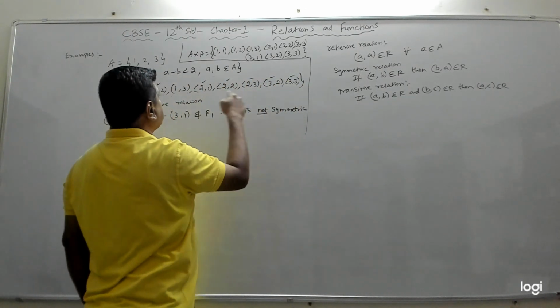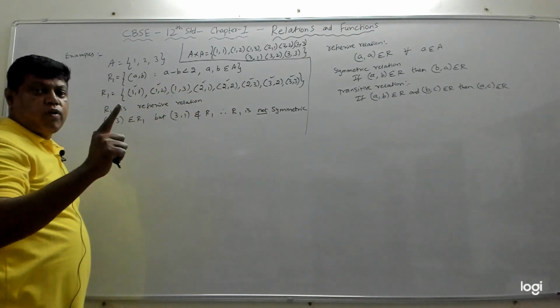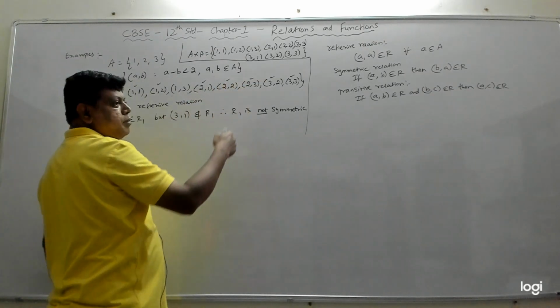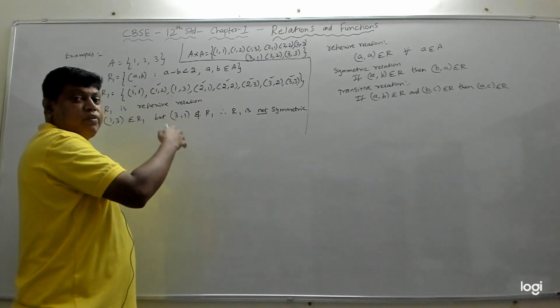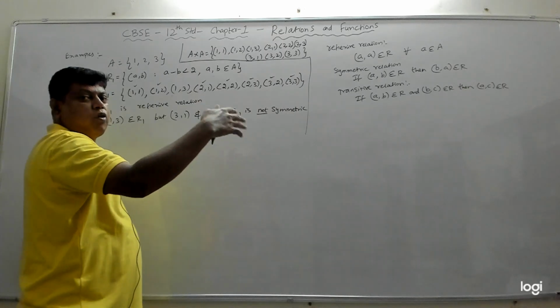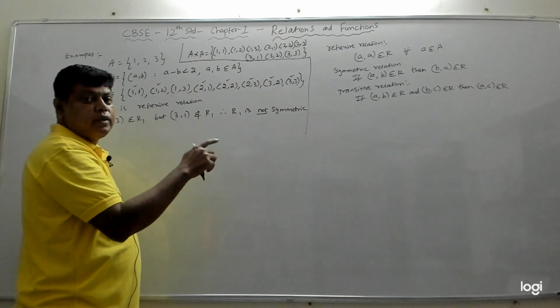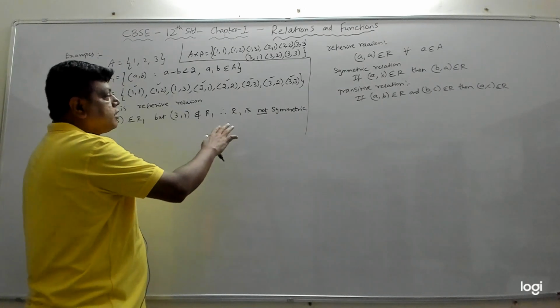3 comma 3 reverse, but for this alone it is failing. Even for one element, if it fails, the moment it fails, you can stop. You need not check the other elements. But if it passes, then you need to keep checking the other elements, whether the condition is satisfied or not. The moment the condition is not satisfied, you have to stop and say that it is not symmetric.